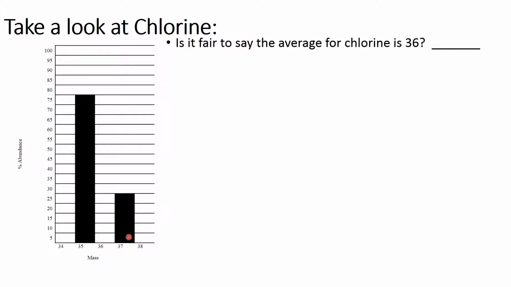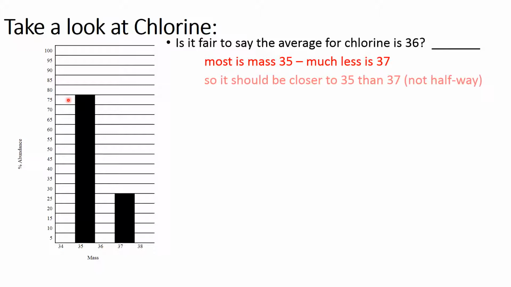Well, right in between 35 and 37 is, of course, 36. So would it be fair to say that the average is 36? Well, hopefully, after looking at the last example, your answer is no. There are a lot more of the 35s than there are 37s. So the answer should be much closer to 35 than it is to 37. So definitely not halfway in between.